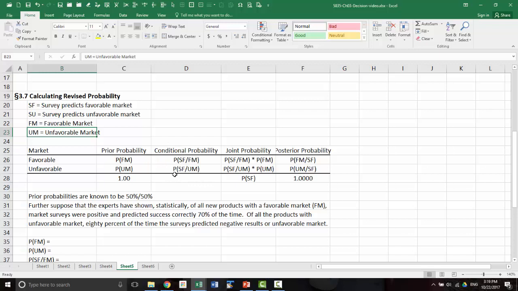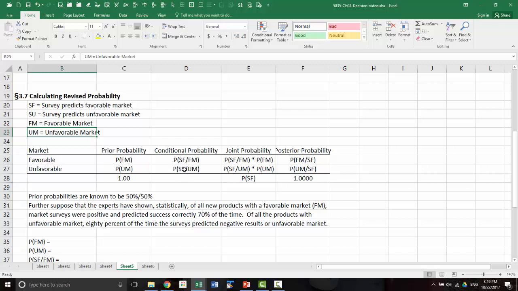So look at in the past all the times when the market was indeed favorable, and then see how often the consulting company predicted favorable market. So survey favorable given the market was actually favorable, and do the same thing when the market was unfavorable. Look at all the past cases when the market was unfavorable, and then see how often the survey predicted by the consulting company was favorable.